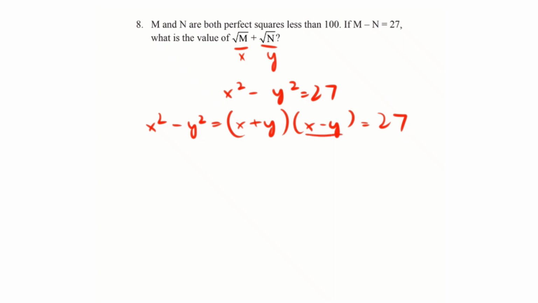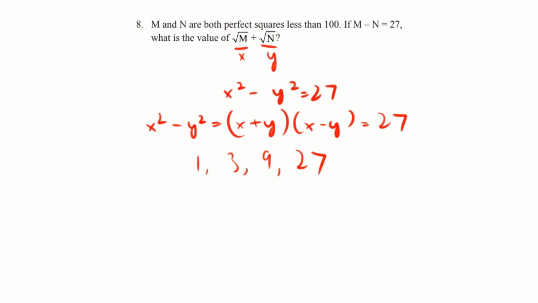And again, x minus y has to be less than x plus y, because we're assuming that both x and y are positive, which is the case here, because they have to be at least non-negative thanks to this square root. So let's take a look here. The possible factors of 27 are 1, 3, 9, 27. So these are all the positive factors.